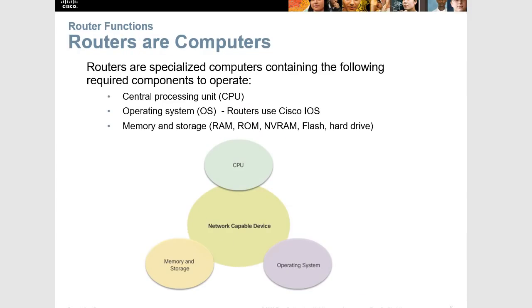We've talked about the internals, the hardware of a router before. They have a CPU, they have an operating system, which is the Cisco IOS on the devices that we use. Different memory and storage, we've discussed those and where things are stored: RAM, ROM, NVRAM, flash drive, and potentially a hard drive. So this is all stuff we've kind of seen before, the components of your router, what goes into it.